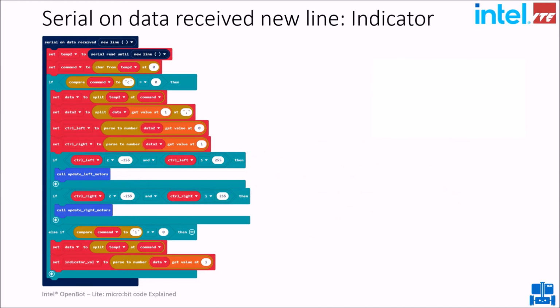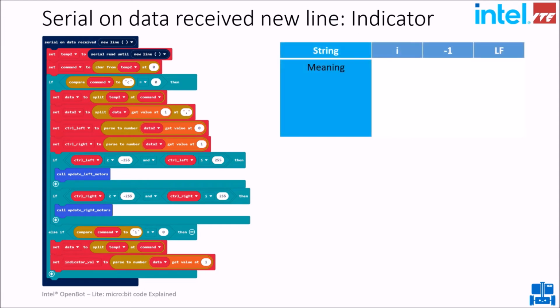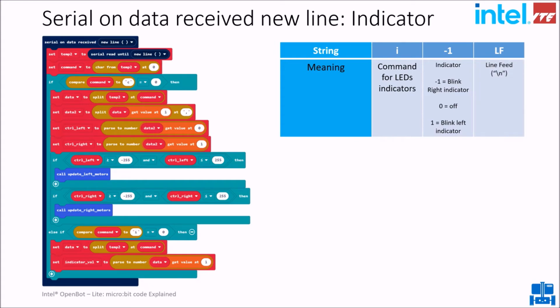The bottom portion of serial on data received new line handles the indicator command. Here is a recap of what an indicator command is. The i indicates that this is a command for LED indicators. The next number indicates the state of the indicator. -1 means blink right indicator, 0 means off, and 1 means blink left indicator. And the last symbol is the symbol for new line.